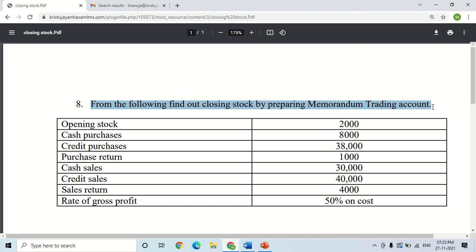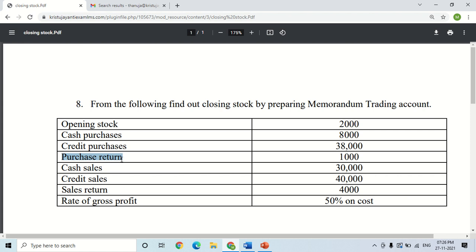Memorandum trading account is somewhat similar to your trading account. So you will have a debit side as well as a credit side. You will be recording all expenses on the debit side and income on the credit side. We will go through the items one by one. The first item is opening stock. We know opening stock will come on the debit side. Then we have cash purchases as well as credit purchases. Whenever we purchase something, cash is going out, so it's an expenditure for us. All expenses we will be debiting.